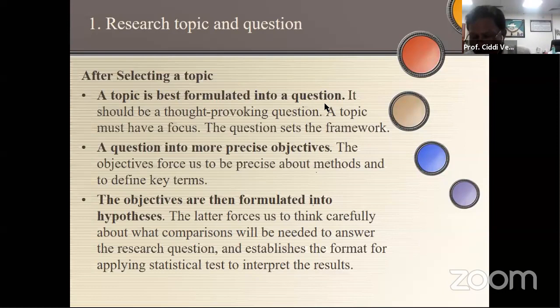These should be thought-provoking questions. Each topic should have a focus. The question should have a framework. The question is turned into more precise objectives. The objectives are then formulated into the hypothesis.